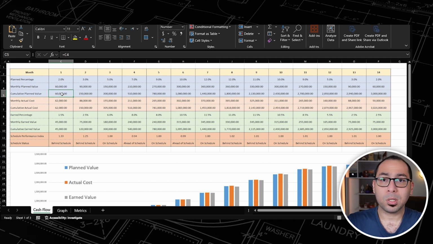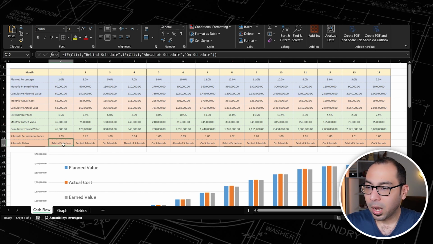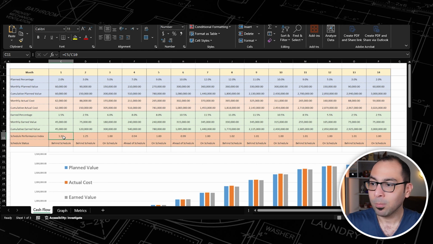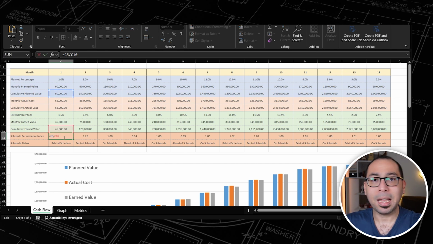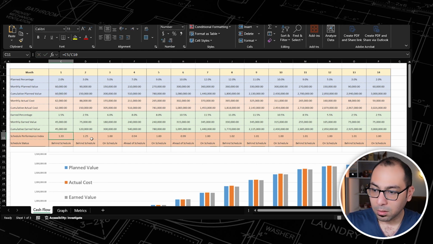Because our plan was to execute 60,000 worth of works in the first month, but we executed only 40,000 worth of works, we understand that we are behind schedule, because the Schedule Performance Index is above 1, which means that the planned value is more than the earned value.